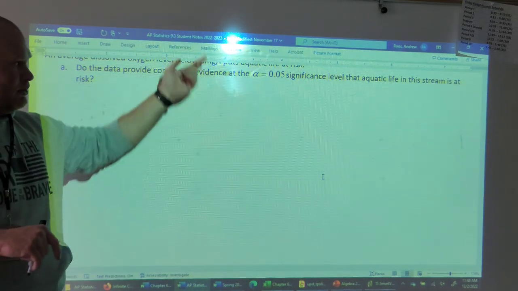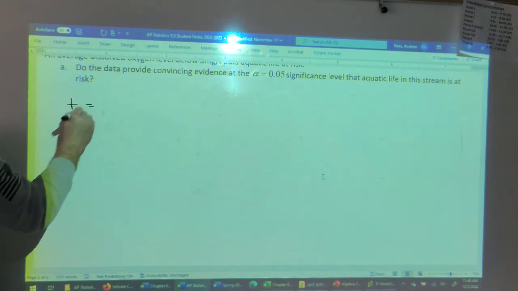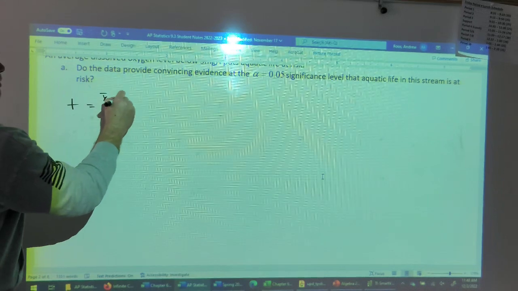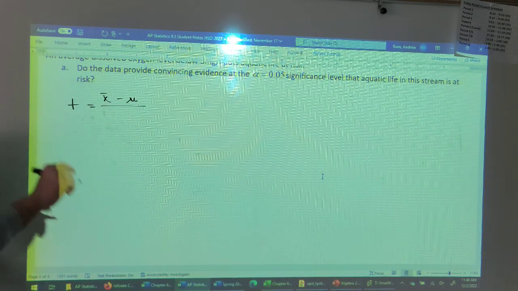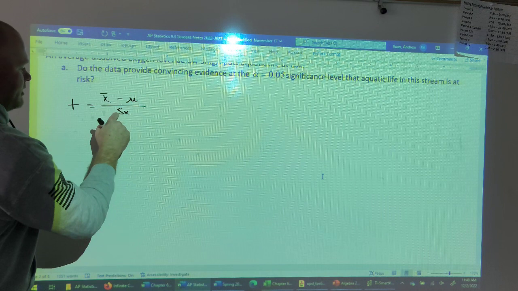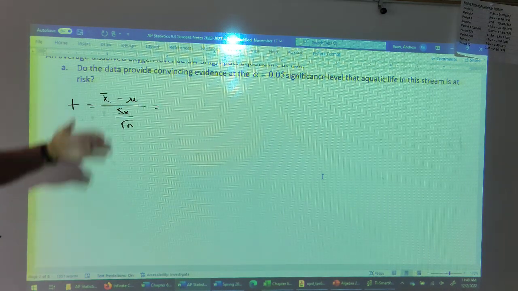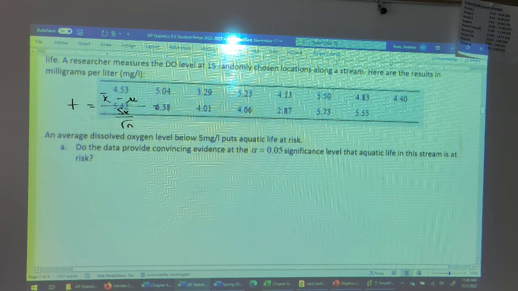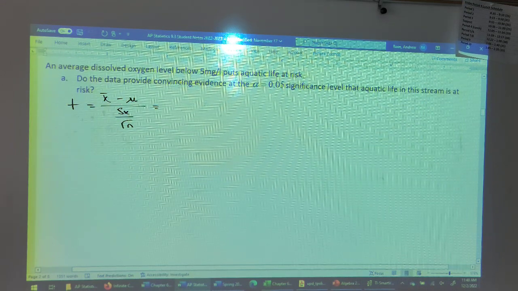So from the formulas above, it says test statistic, so in this case t, because we're dealing with means, equals statistic minus parameter. So x bar minus mu over the standard error of the statistic. So standard error is the standard deviation divided by the square root of n. Okay? Well, this problem did not give us the sample mean and the sample standard deviation, right? It gave us all the data points. So we have to get those.